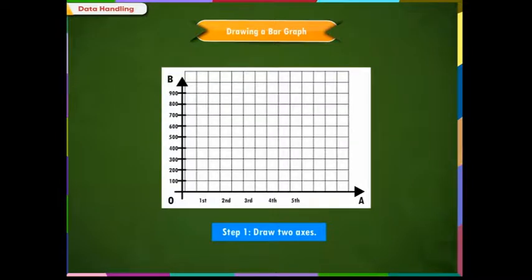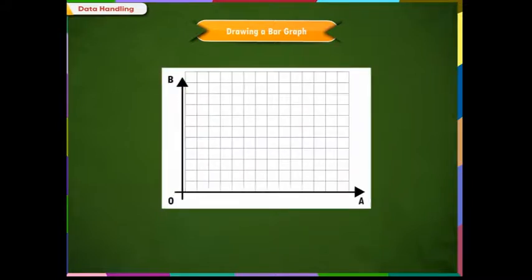We know that categories are represented on the horizontal axis and the values of the categories are represented on the vertical axis. In this problem, the categories are the weeks. That is, first week, second week, third week, fourth week, and the fifth week. The value of categories are the number of mattresses which are to be marked on the vertical axis.